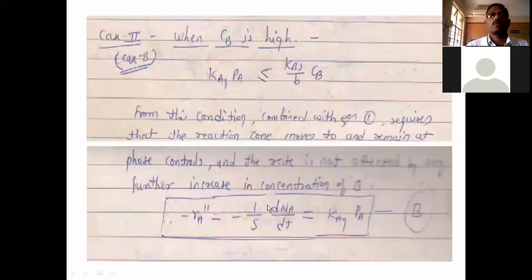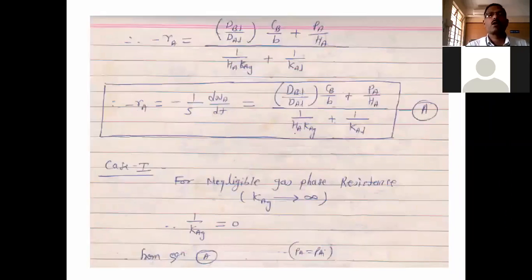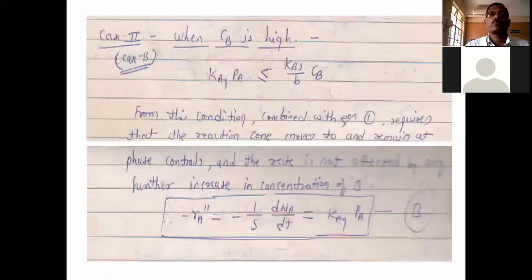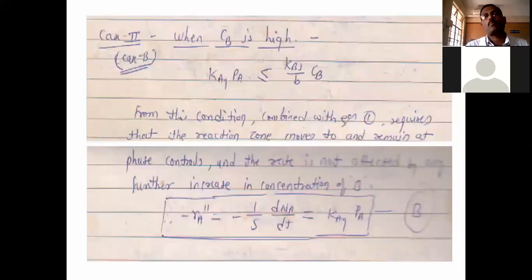If it is the opposite, if Kag into Pa is greater than Kbl upon B into Cb, then the liquid film is resistance controlling. And for liquid film resistance controlling, we use this equation: minus R is equal to Bl into Cb upon B plus Pa upon Ha, over 1 upon Ha into Kg plus 1 upon K. Remember this equation, because it is required for solving problems or designing the absorption tower. So this is for cases A and B.